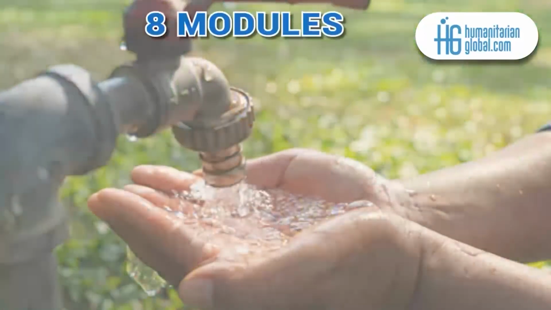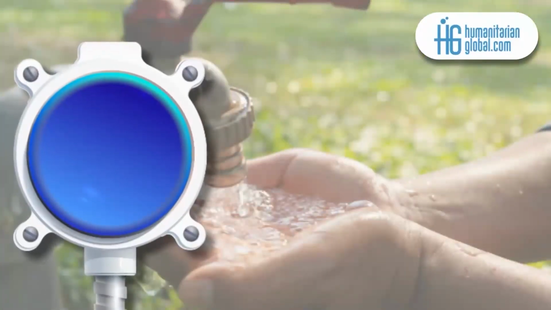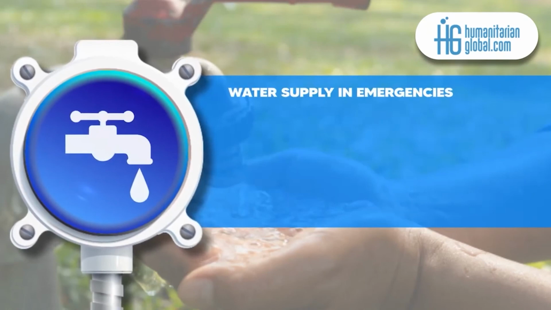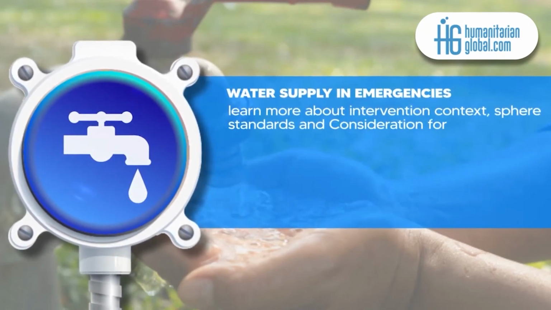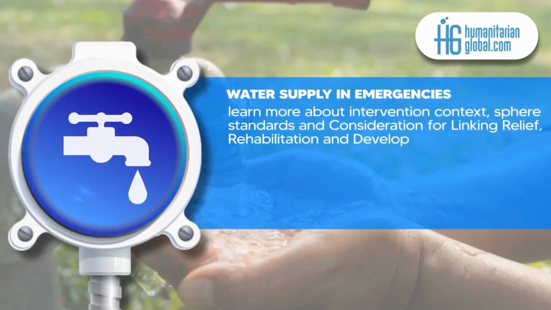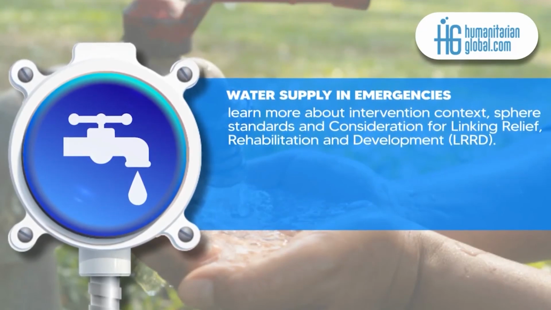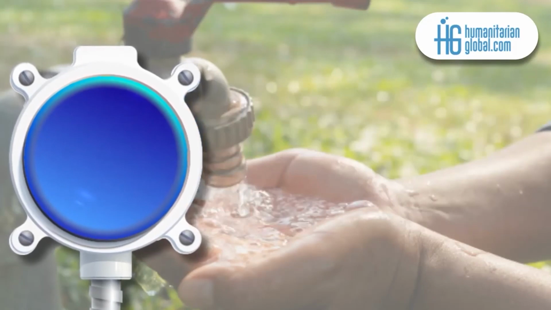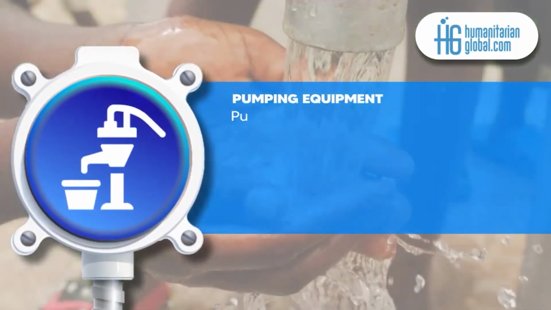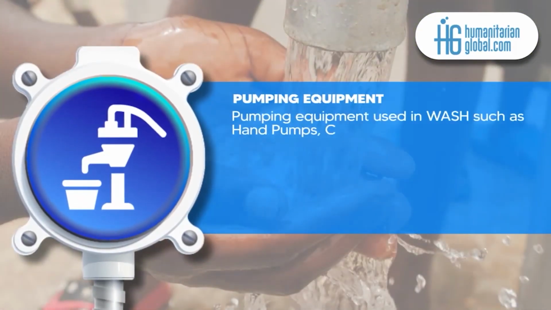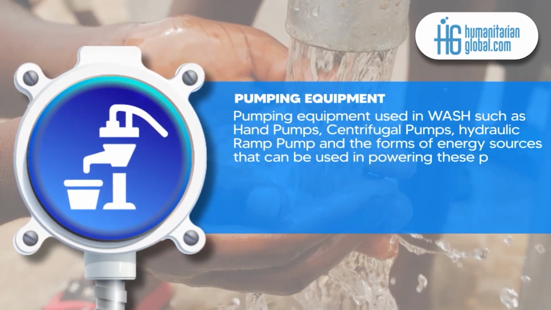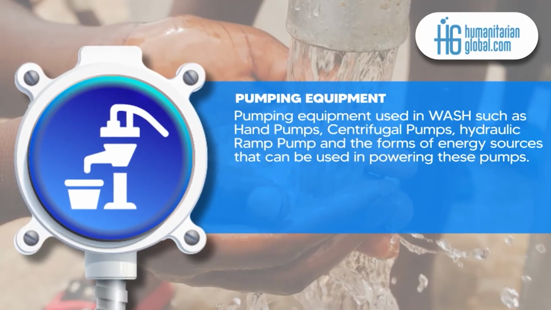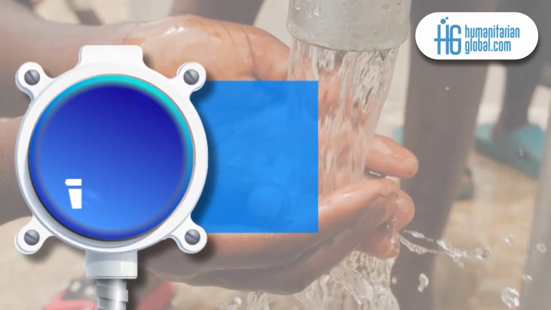In the provided 8 modules, the learner will get to learn about water supply in emergencies. In this first module, the participant will get to learn more about intervention context, Sphere standards, and consideration for linking relief, rehabilitation, and development. Secondly, pumping equipment. This module will cover the various pumping equipment used in WASH, such as hand pumps, centrifugal pumps, hydraulic ram pump, and the forms of energy sources that can be used in powering these pumps.